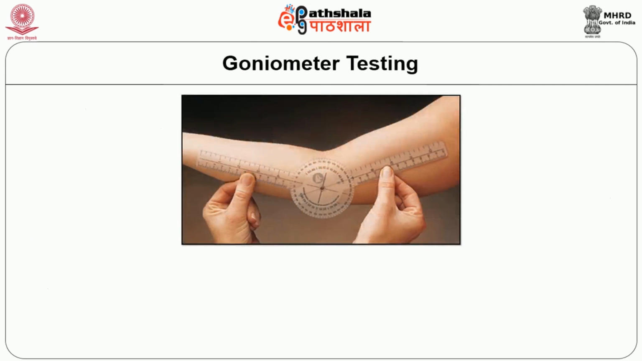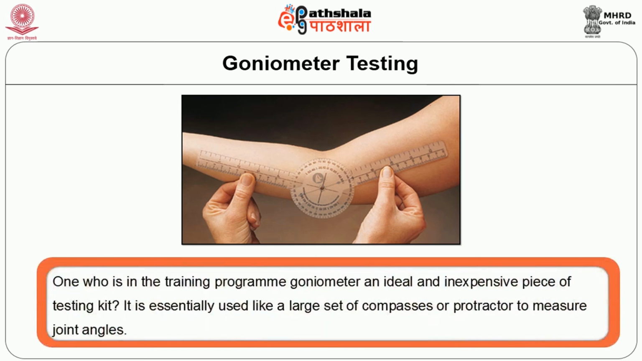Then the last one is goniometer testing. For one who is in a training program, a goniometer is an ideal and inexpensive piece of testing kit. It is essentially used like a large set of compasses or a protractor to measure joint angles.